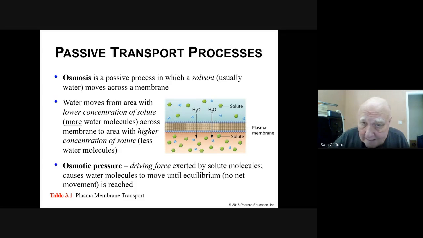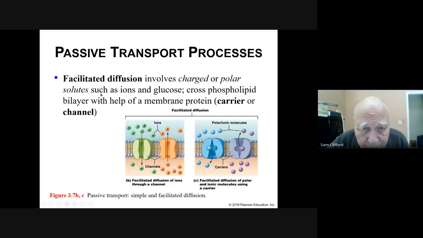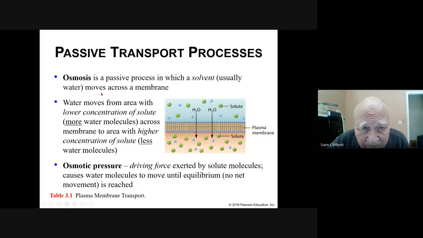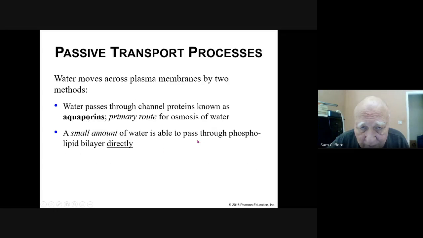Okay, let's keep going. So osmotic pressure is a cell can swell or shrink depending upon the movement of water. In some cells, you have special aquaporins, which are special channels that allow water to flow into the cell. A small amount of water is able to pass directly through the phospholipid bilayer.